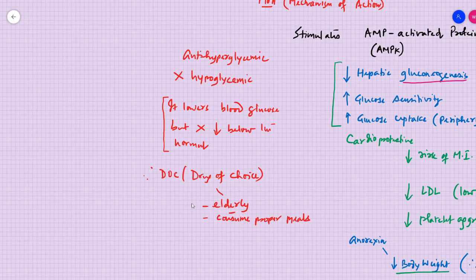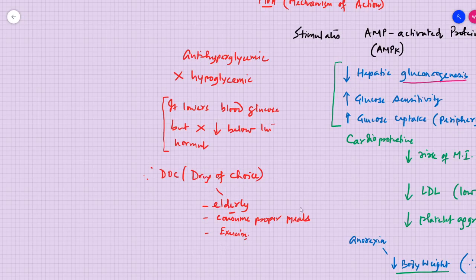You're going to go into hypoglycemic shock. Okay? Therefore, metformin is a drug of choice in the elderly and people who don't have proper meal hygiene, who don't consume proper meals, and who exercise excessively. So these people, they are more likely to suffer the adverse effects of sulfonylureas. So in such people, this is a drug of choice.